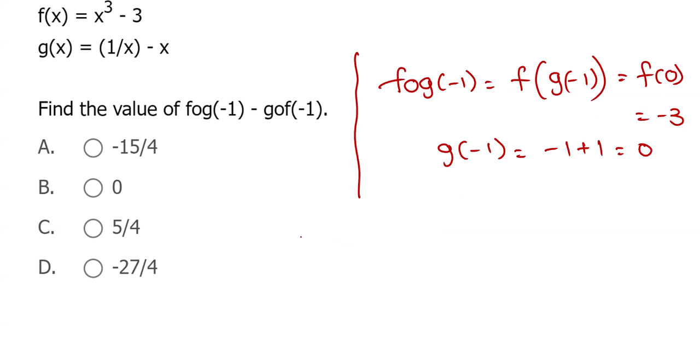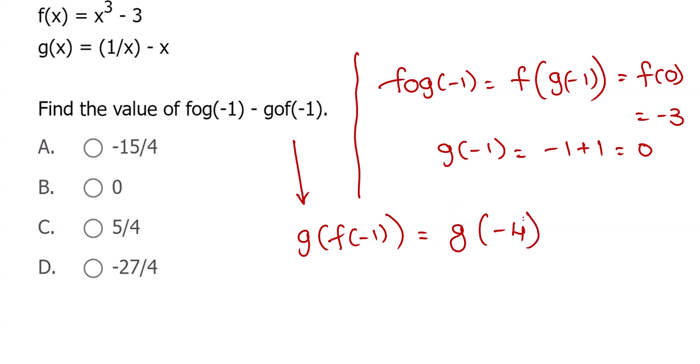Whereas g of f of minus 1, if we substitute f of minus 1, we get minus 4. Minus 1 cube is minus 1 only, so minus 4. Then g of minus 4 is minus 1 by 4 plus 4. Now, finally, we need to do the subtraction: f of g of minus 1 minus g of f of minus 1.